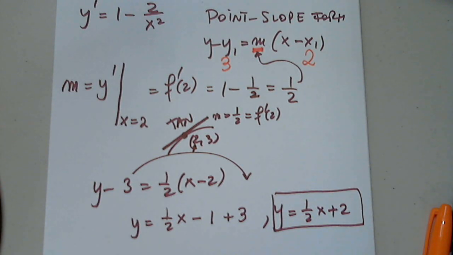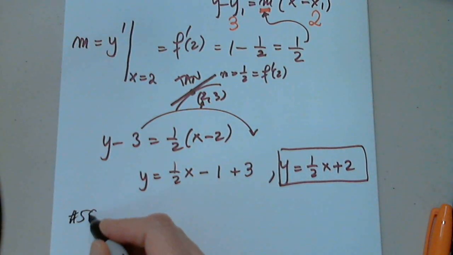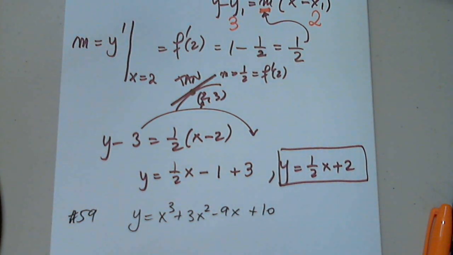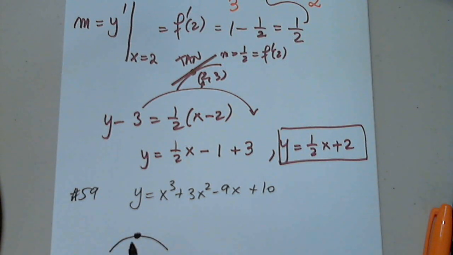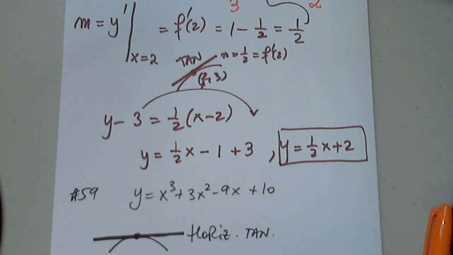Okay, so I'd like to illustrate one more thing and then we should continue. I would like to look at 59. Find the points on the curve where the tangent is horizontal. So let me copy the function. So this is in 59. y equals x to the third plus 3x squared minus 9x plus 10. Horizontal tangent. I'm not graphing the function. At this point, the tangent is horizontal. What is the slope of any horizontal line?